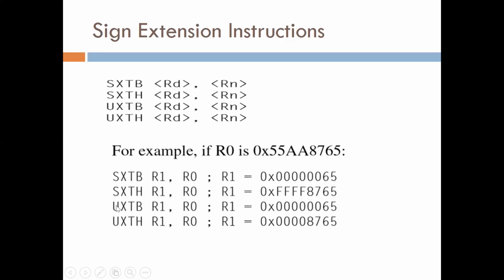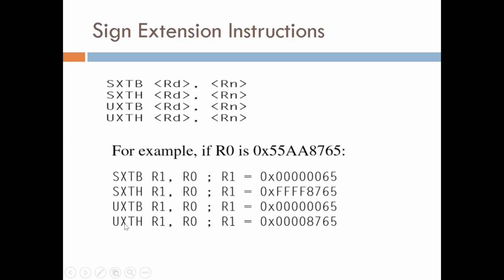Okay. So the next instruction is UXTB. That means there is no sign extension here. But what data are you considering? You are considering the byte data of the source register. So what is the byte data of the source register? It is 65. So 65 will be copied into the R1 register. You can see the least significant byte is also 65 here. Are you extending the sign? There is no extension of sign here. Therefore, all the remaining bits will be filled with zeros. So the R1 content will be 00000065.